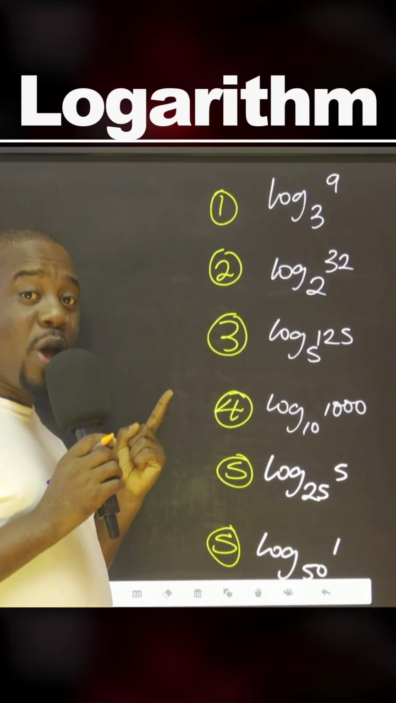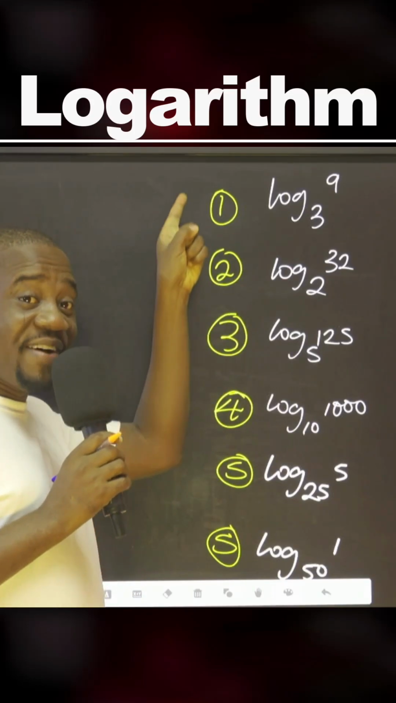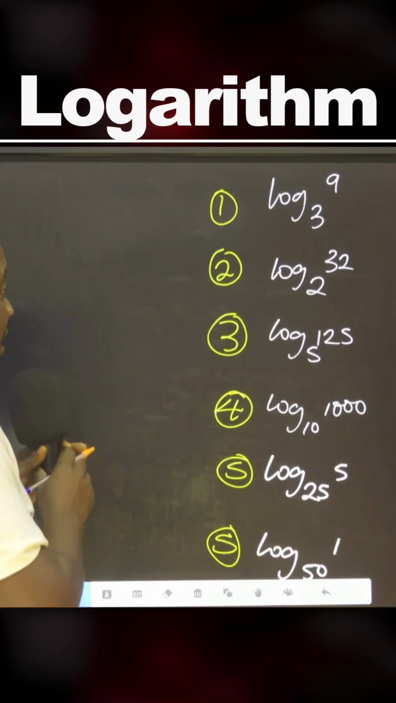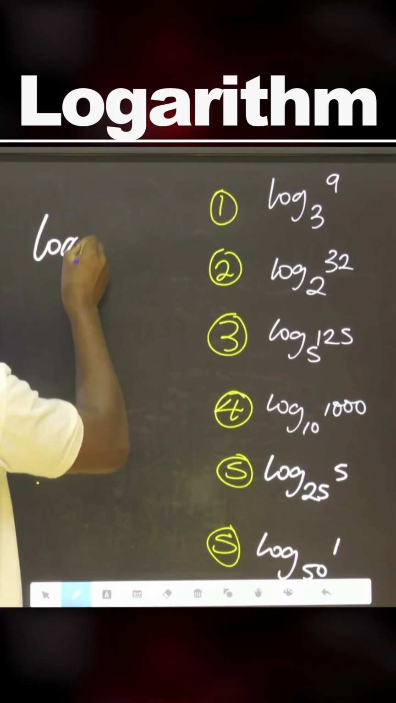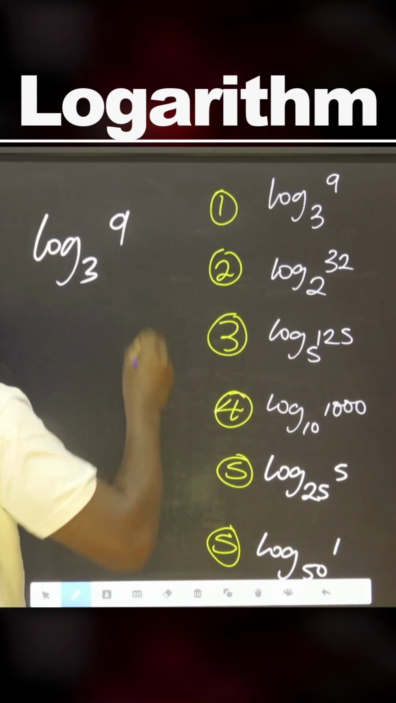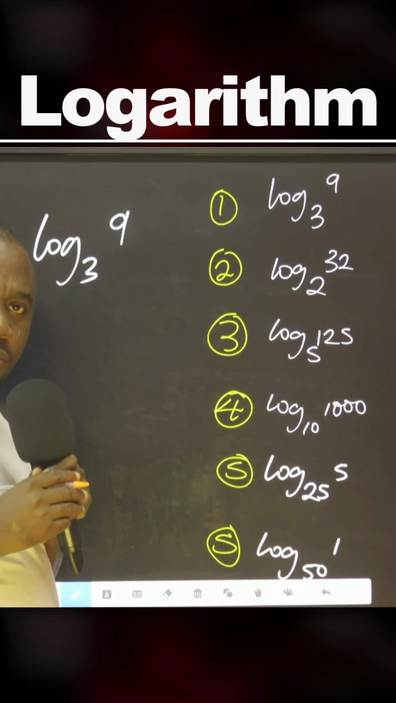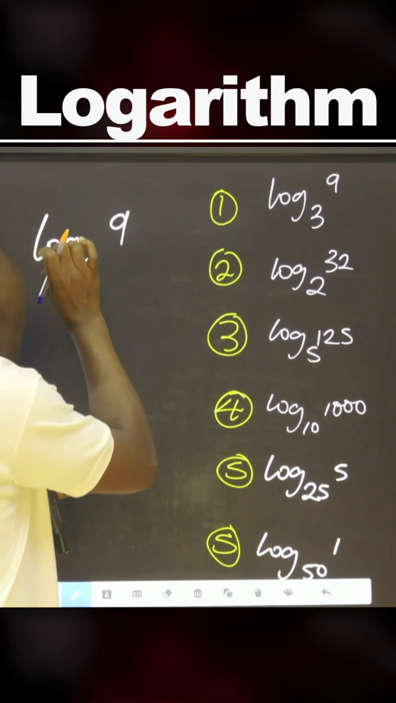Let's work on this. We are asked to determine the value of each of the following. Look at the first one: log 9 to the base of 3. How should you look at this?